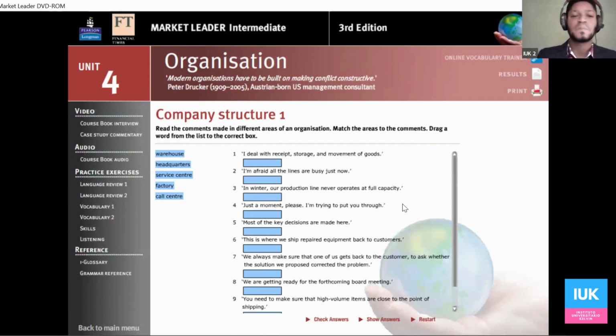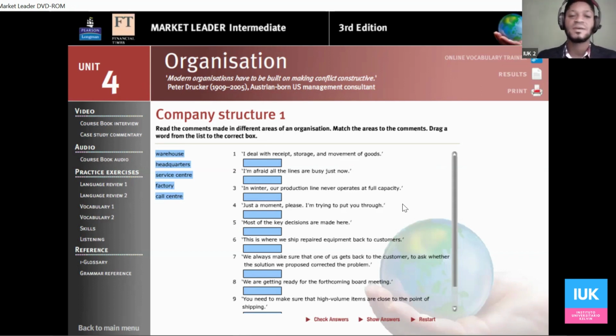Number 5, most of the key decisions are made here. Think of the most important office that your company has. It's probably where the CEO goes to work. What's it called? Is it the warehouse or the headquarters? Most of the important decisions are made here.